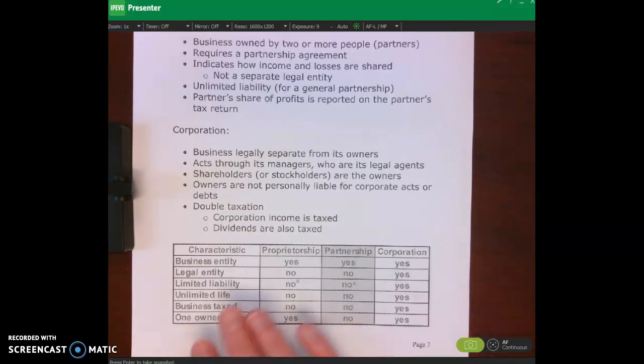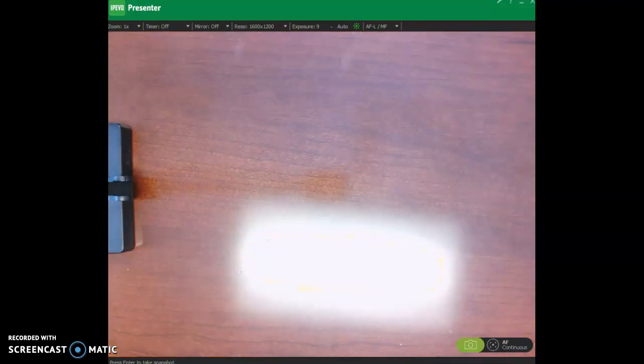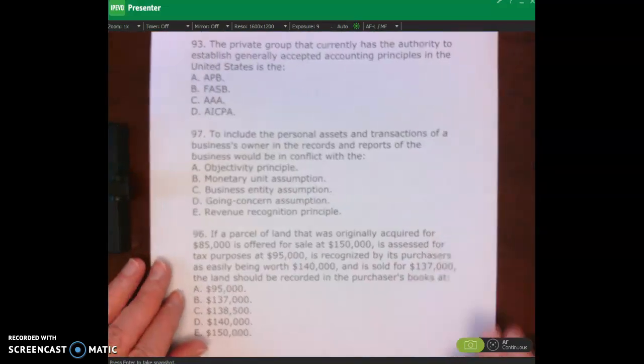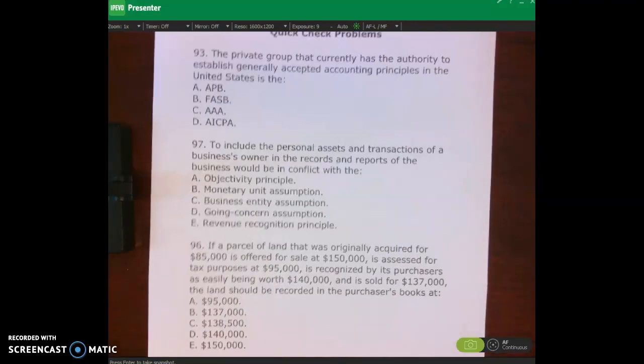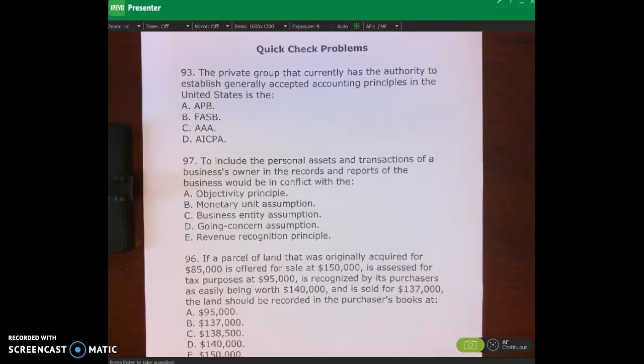Okay. Let's go over here to our quick check problems. What I want you to do is do these quick check problems on these next two pages, on pages 8 and 9, and then we'll check it together. So pause the lecture video, do these quick check problems on pages 8 and 9, and then we will check it together. Okay, thanks.